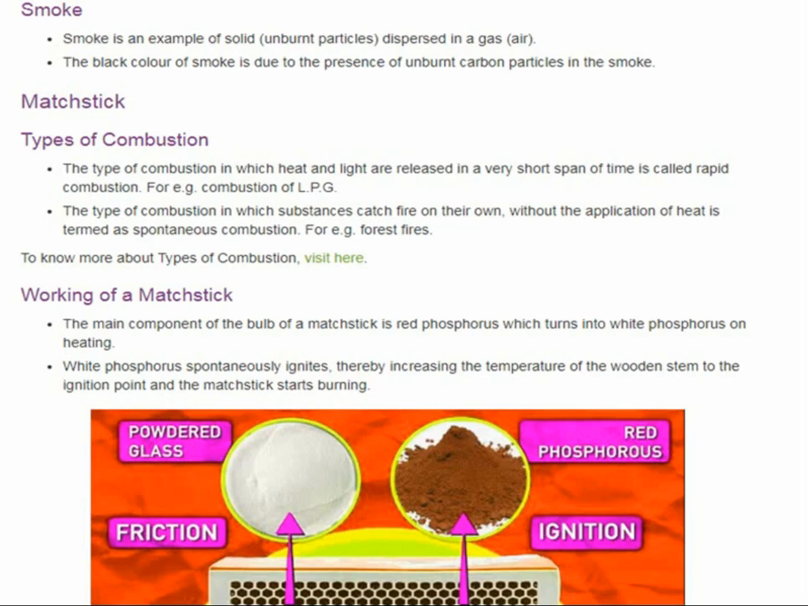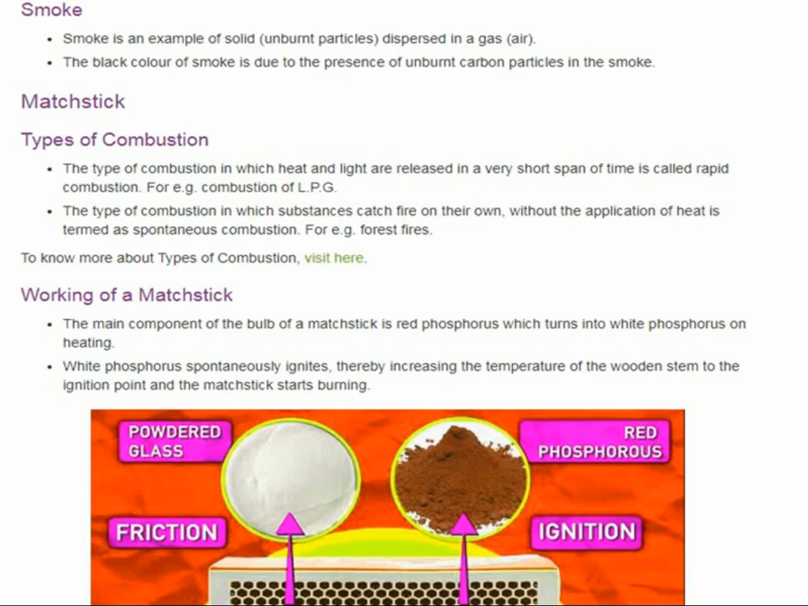close. But in the spontaneous combustion, the fire carries on for a long period of time, and the fire catches on its own. For example, in forest fires, lightning takes place on the trees, and this produces flames, and these burn the forest, and this is known as forest fire. We have many more examples. Now we are going to talk about the working of a matchstick.